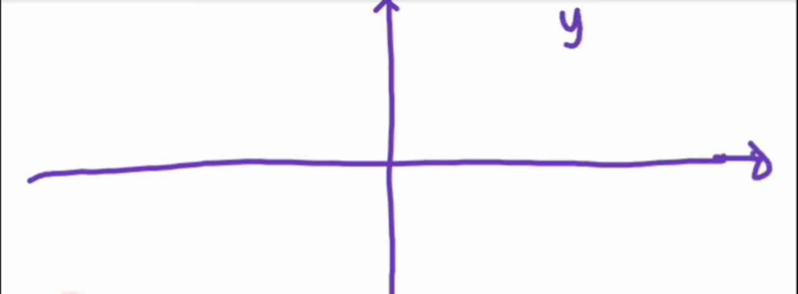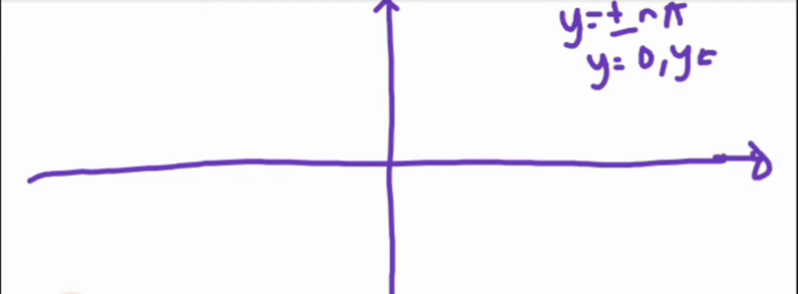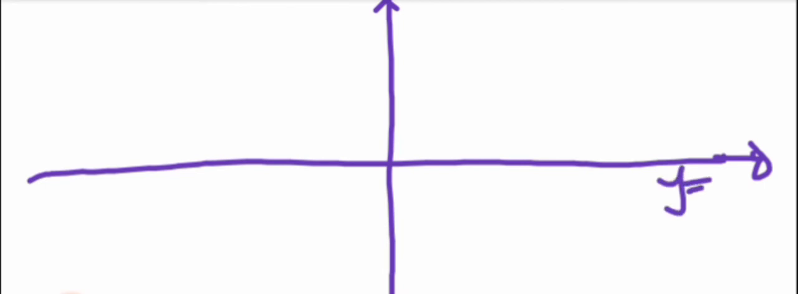So y is equal to plus or minus n pi, where n is 0 or 1, means that y is equal to 0, y is equal to pi, and then y is equal to minus pi. I just felt you should know this. Just plug in 0 and 1, you get those 3 points. So we have that this is y is equal to 0.